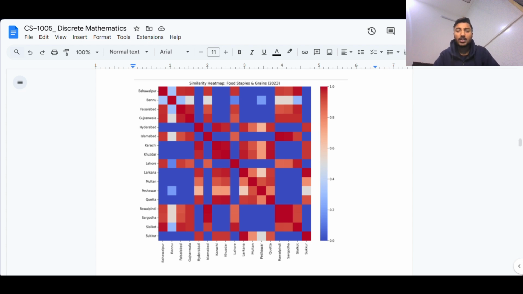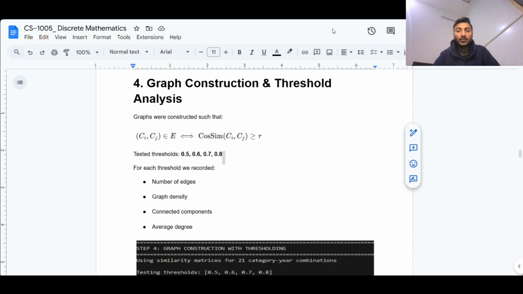I'll briefly cover three components, which include graph construction and thresholding, centrality measures, and temporal relations using a Hasse diagram. Firstly, we begin by converting each city's monthly price data for a category into a normalized vector. We then compute cosine similarity between every pair of cities. A high similarity means their price movements are very similar.